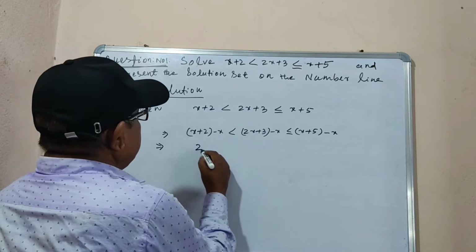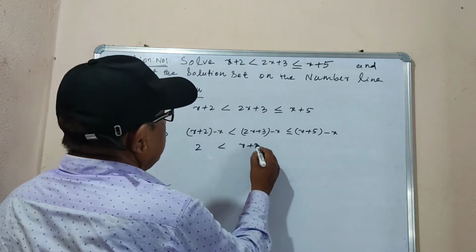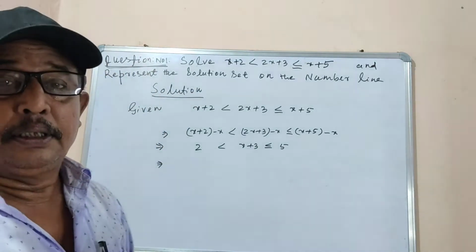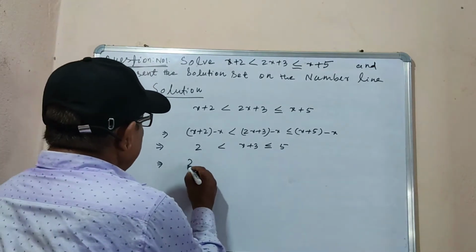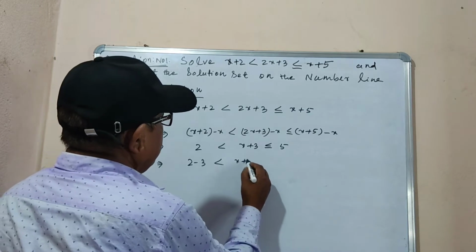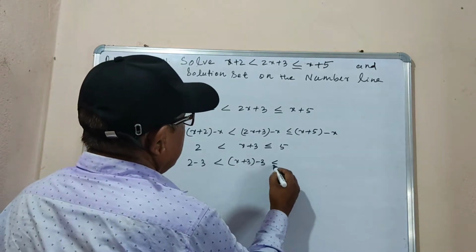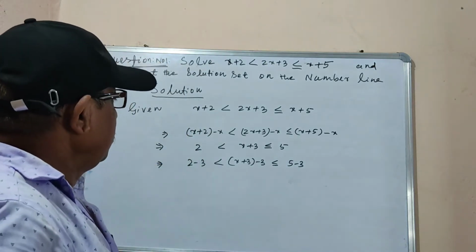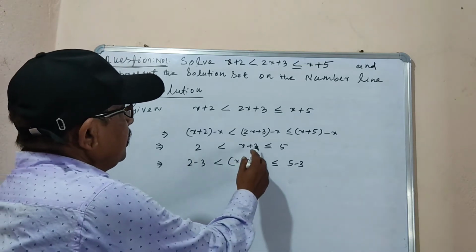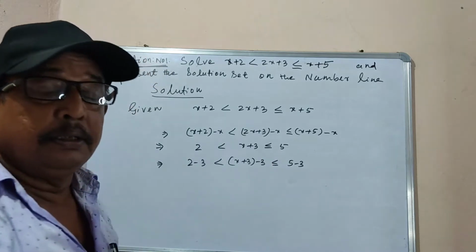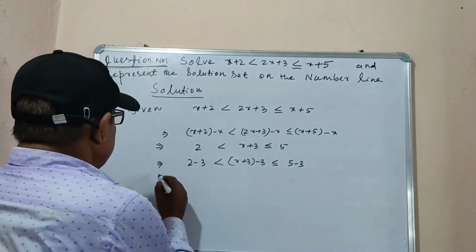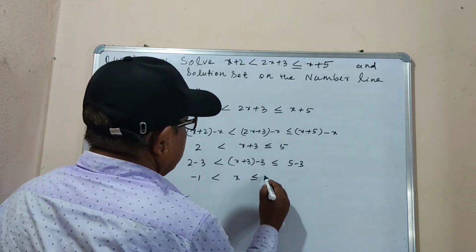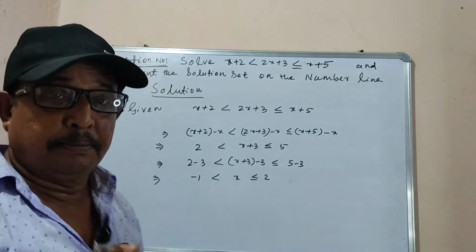Implies 2 is less than x plus 3 is less than or equal to 5. Again, we subtract 3 from 2, x plus 3 and 5: 2 minus 3 less than x plus 3 minus 3 less than or equal to 5 minus 3. The inequality is unchanged. That implies minus 1 less than x less than or equal to 2. This is the final step.